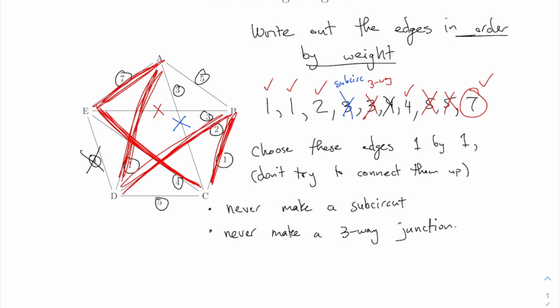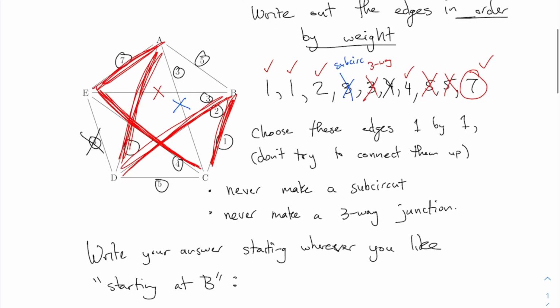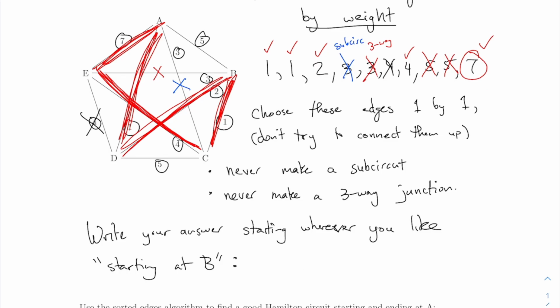When I write it down, I will just say, write your answer, starting wherever you like. So usually in a question like this, I would say, use the sorted edges to give me an answer which starts and ends at B or something like that. I will tell you where to start. So if I said, starting at B, then you look at the picture that you've got and you read those edges as if you were starting and ending at B, which is over here.